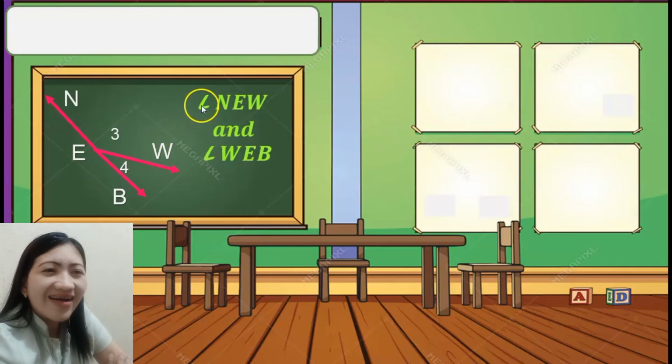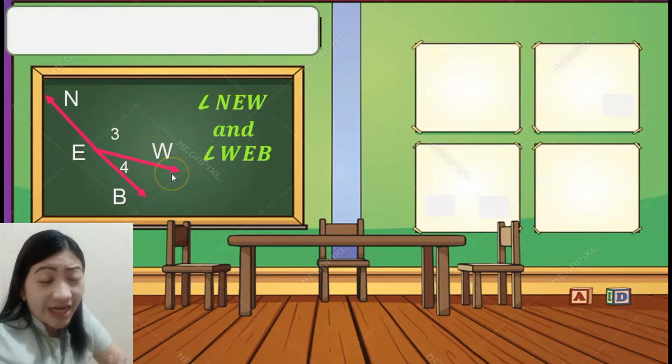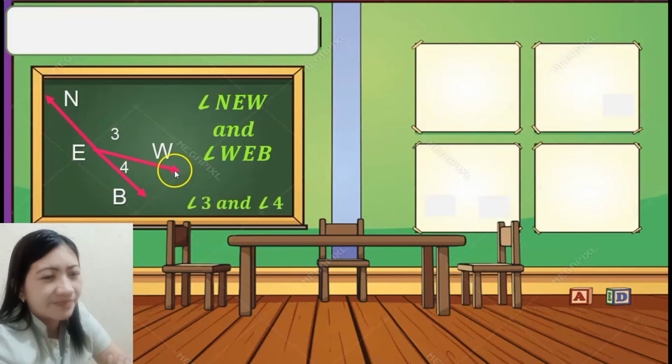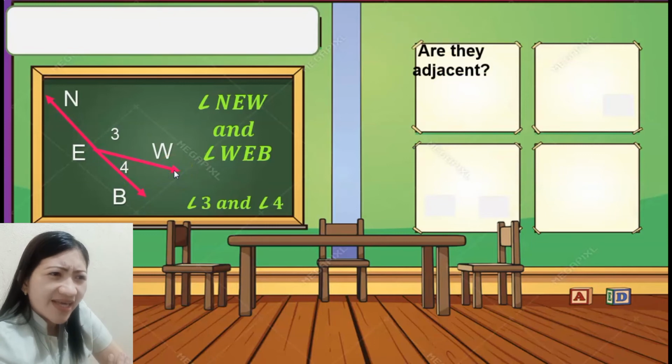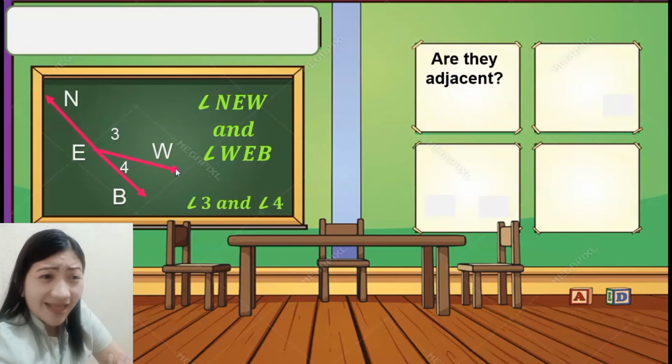Okay? The next one. I have here another figure. So, we have here angle NEW and angle WEB. Or pwede rin natin silang tawagin as angle 3 and angle 4. So, my first question is, are they adjacent? Adjacent ba sila? The answer is, yes, they are adjacent.